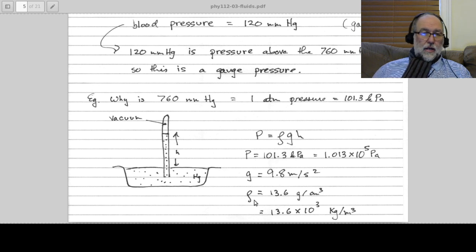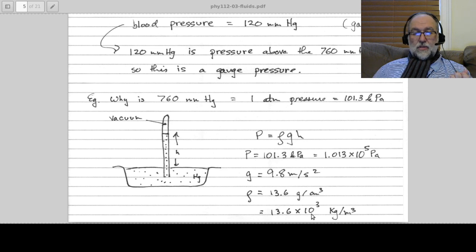And rho, the density of mercury, turns out to be 13.6 grams per cubic centimeter. Mercury is very dense. It's much denser than water. In fact, it's 13.6 times denser than water. Okay. Now, converting that to kilograms per meter cubed, remember, just multiply by 1,000.